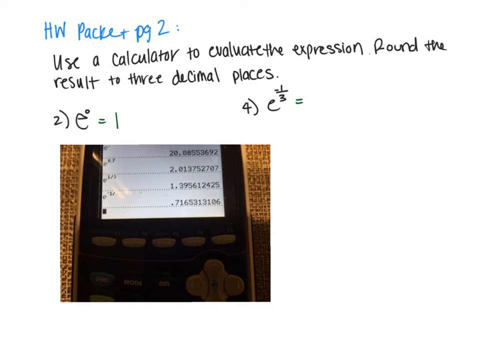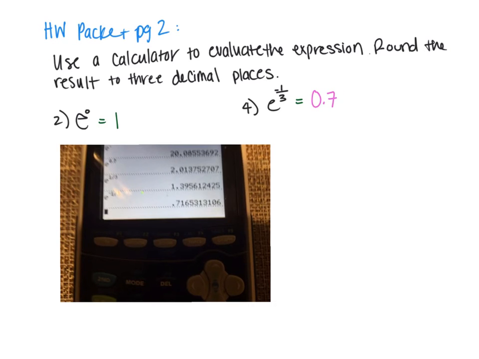Let me freeze that screen. So that's going to be 0.717 when I round. And then I have my answer. So all of these you can use with a calculator.